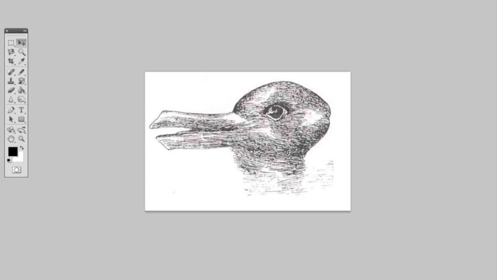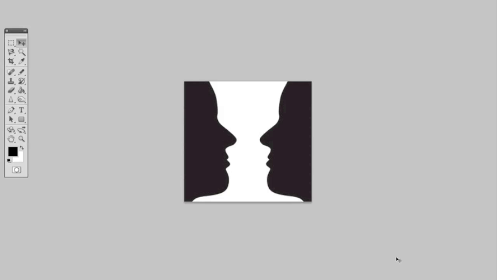Let's take a look at the second one here. And what's the first thing that you might see on this? Well, two different things. Depending on how you look at it, if you're looking at the positive, which would be the white area, the positive space, then you might see a vase. If you're looking at the negative space, or in other words, the black space, then you may see a face on both sides. So it really depends on how you look at these.